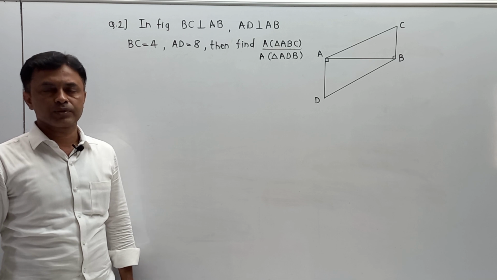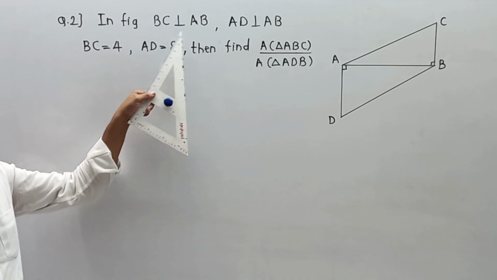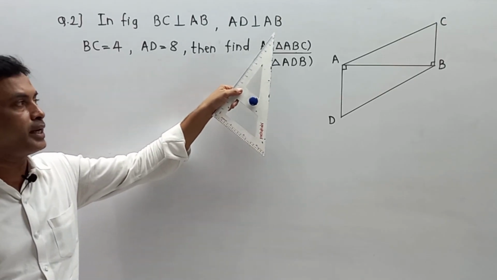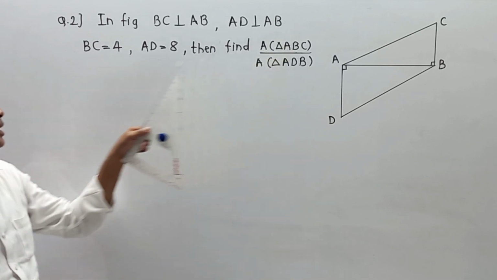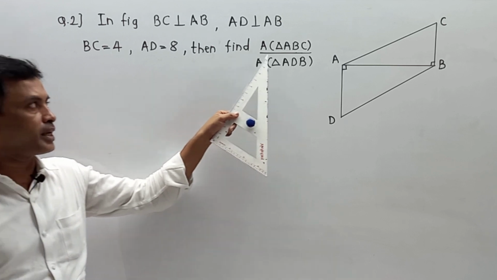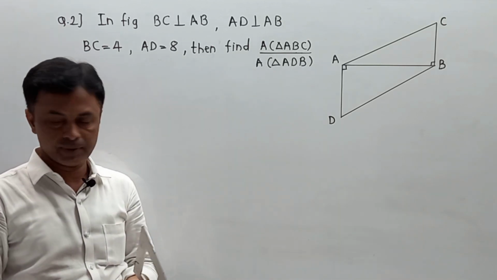Now, moving to the second question, question number 2. In the figure, BC is perpendicular to AB, and AD is perpendicular to AB. BC is equal to 4, AD is equal to 8. Then find the ratio of area of triangle ABC upon area of triangle ADB.